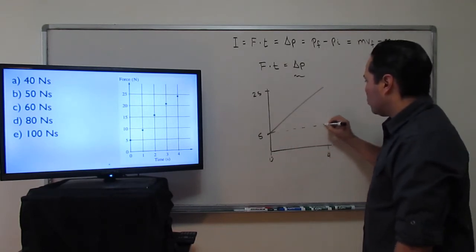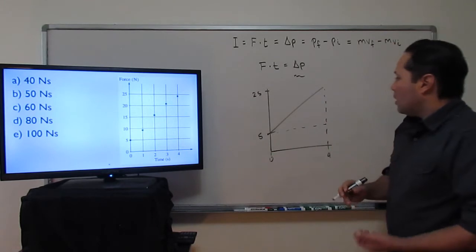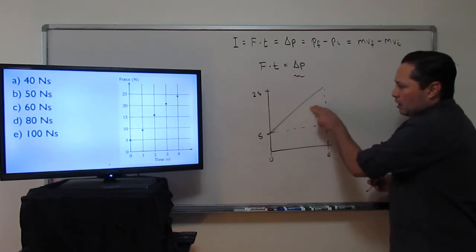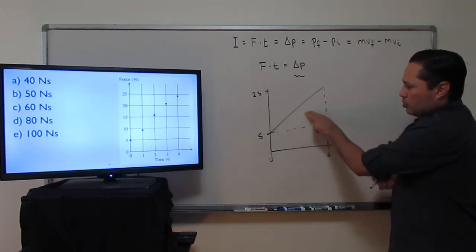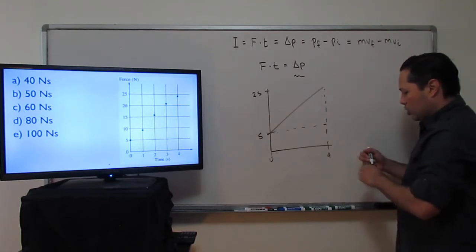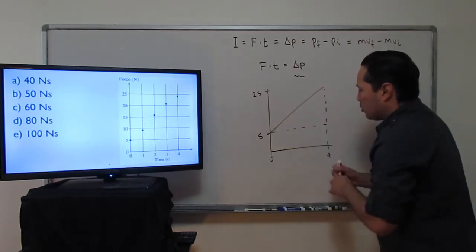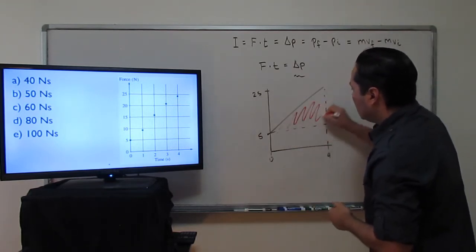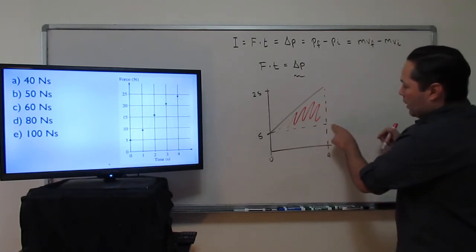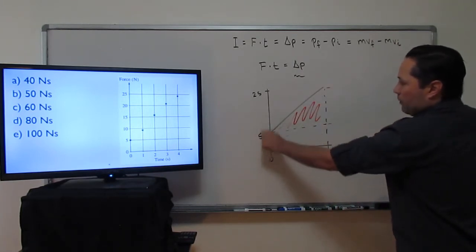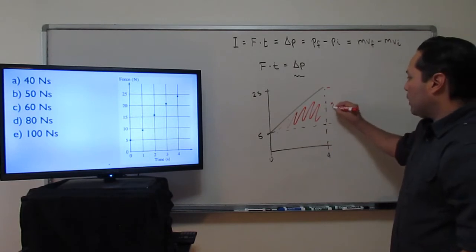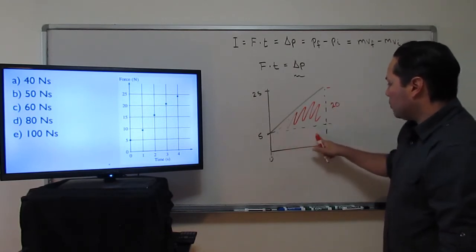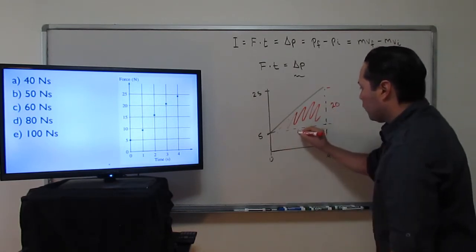I'm going to break it down into 2 parts. Alright, and I'm going to find the area of this triangle right here. So I'm going to go ahead and change colors to red for the triangle part. Alright, so what is the height from here to there? That's 5, that's 25, so therefore the height is 20. And from here to there is from 0 to 4, so that is 4.